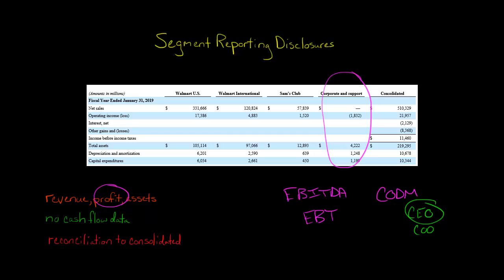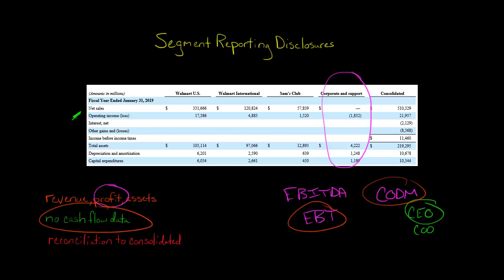So when the CEO is evaluating the performance of Walmart US, Walmart International, Sam's Club, we say, what profit figure do they look at? And they said, okay, it is operating profit, with some adjustments for corporate level allocations that have gone out to the segments. That's what's going to be disclosed here. But if it instead was earnings before taxes, then the company would have to disclose that. So you disclose whatever profit figure the chief operating decision maker of the company evaluates when they're evaluating the performance of these divisions.